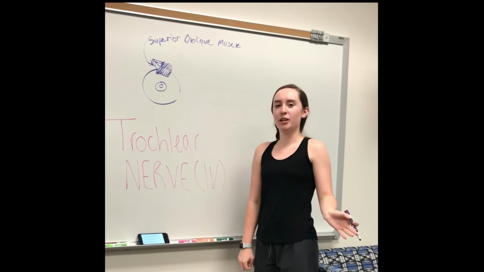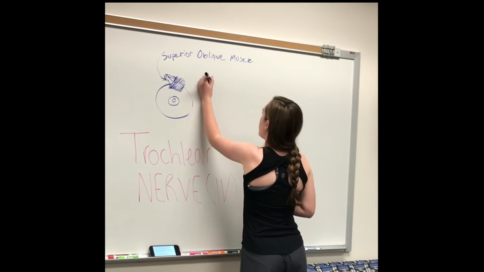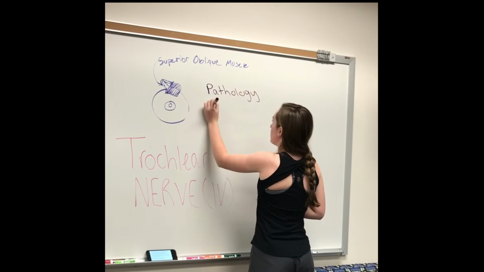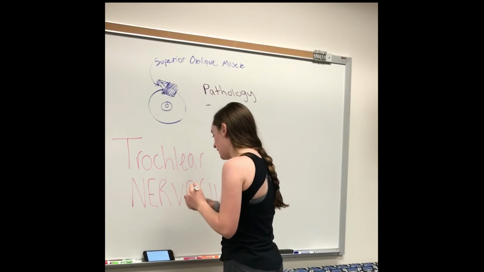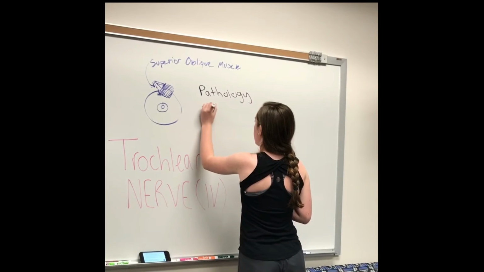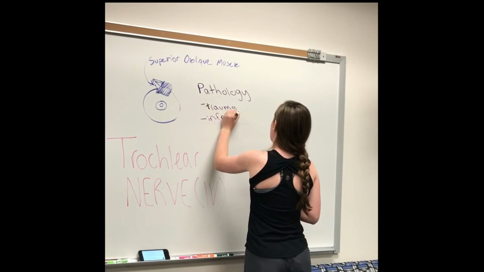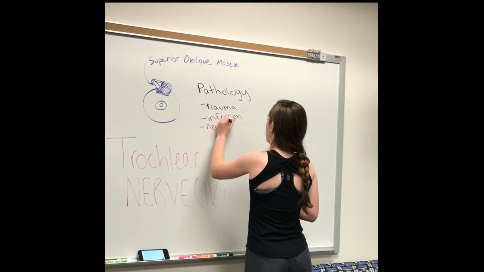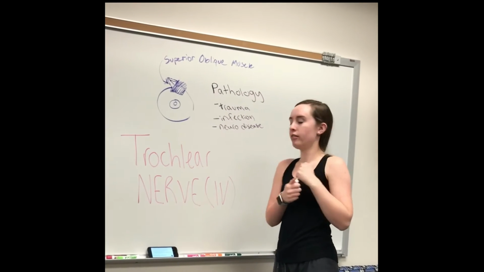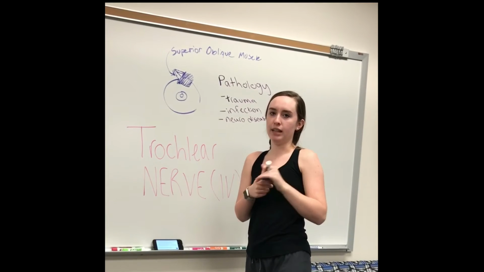Hi, I'm Madison, and I'm just going to be talking to you about the pathology and the testing for the trochlear nerve. So first of all, with pathology and typical injury to this nerve, injury usually results from trauma, infection, or neurological disease. So I'll write that down for you. All of these things can impact the trochlear nerve and can do some damage to it, which will affect the eyesight and movement of the eye.